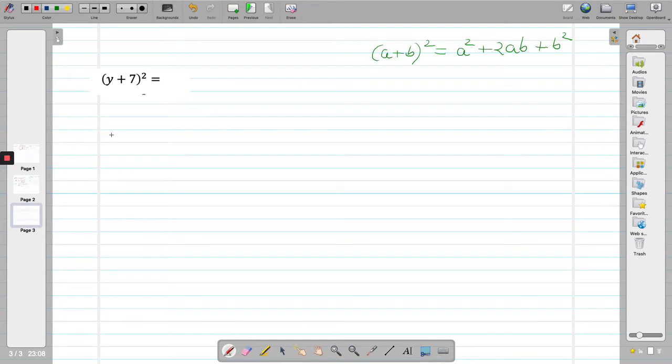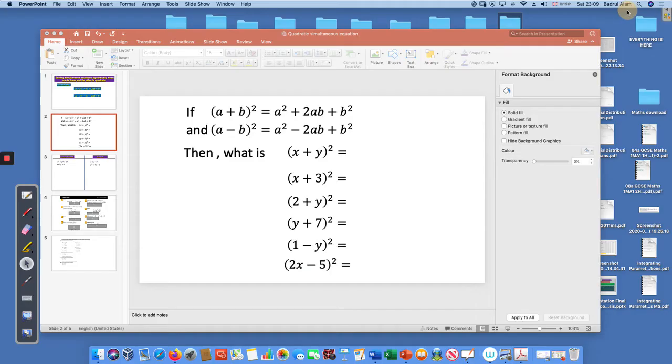Now using the red pen, this is y squared plus 2 times y times 7, so 2ab, plus 7 squared. So this becomes y squared plus 14y plus 49. Okay, let's look at the next one now.